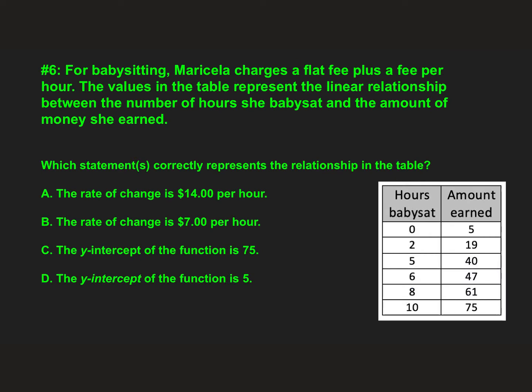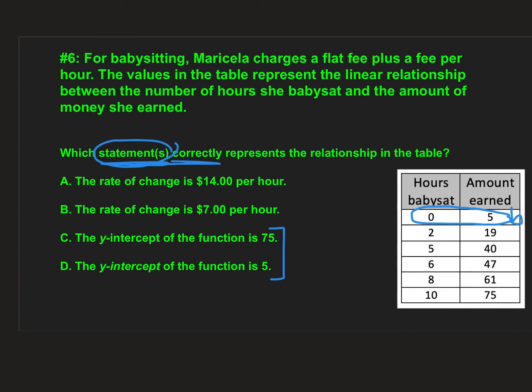Babysitting. For babysitting, Maricela charges a flat rate fee plus a fee per hour. The values in the table represent the linear relationship between the number of hours she babysat and the amount of money she earned. Which statements? This being plural means that you could have more than one right answer. I look at my answer choices and they're looking for slope and y-intercept. Well, y-intercept is where x is equal to 0. So between these two questions, where x is equal to 0, D is a correct answer.